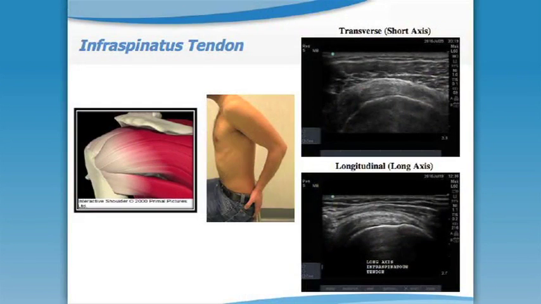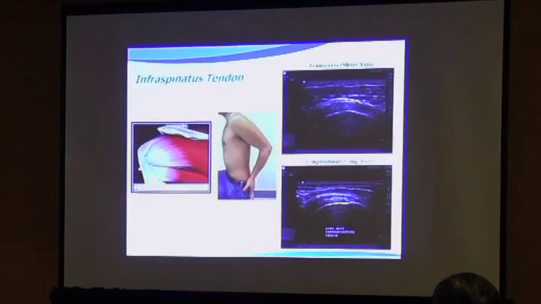The infraspinatus comes from the back to attach to the greater tuberosity, and inferior to that is teres minor. So in short axis, looking at the infraspinatus tendon, you'll see fibers on end. In long axis, you'll see the fibers in their length, and you'll see this characteristic bird's beak appearance, as you will also see with the supraspinatus tendon.